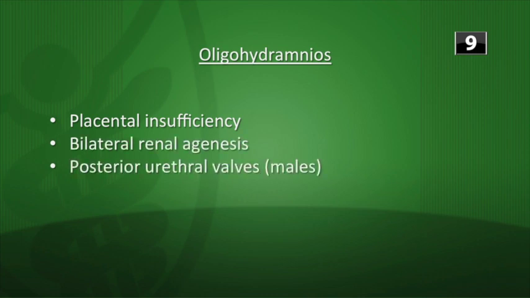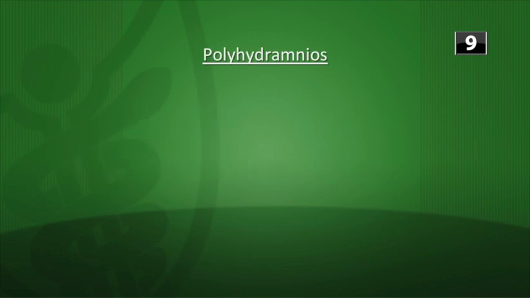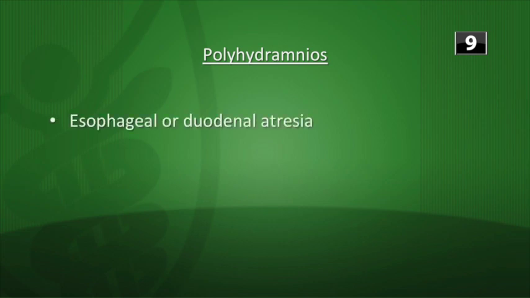Next question. Which conditions are associated with oligohydramnios and which are associated with polyhydramnios? And then finally here, what is Potter syndrome? So first one we have is oligohydramnios, and this is where you have less than half a liter of amniotic fluid, and it's associated with placental insufficiency, bilateral renal agenesis, or posterior urethral valves in males. Basically this condition is where you have decreased fetal urine production. Polyhydramnios is where you have greater than 1.5 or 2 liters of amniotic fluid. It's associated with esophageal or duodenal atresia, so the fetus can't swallow the amniotic fluid, and it's associated with anencephaly as well.